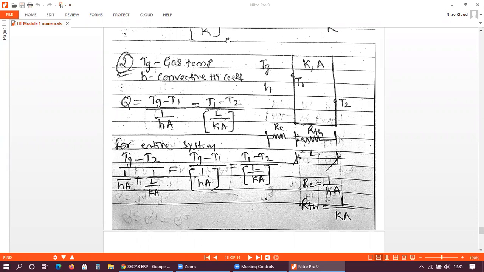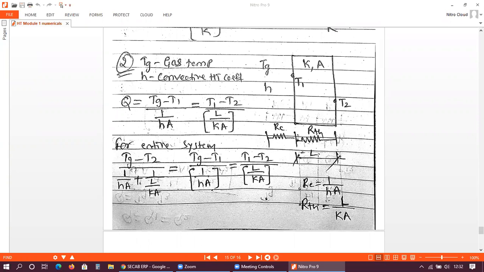Okay. See here, there is a small correction. I have written it wrongly. The resistance offered by the convective zone, RC, is 1 divided by HA, whereas RTH is L by K. You correct it to L by K; I have written 1 divided by L by K. So you correct it to L by K, like this. Okay. So this is the equation.